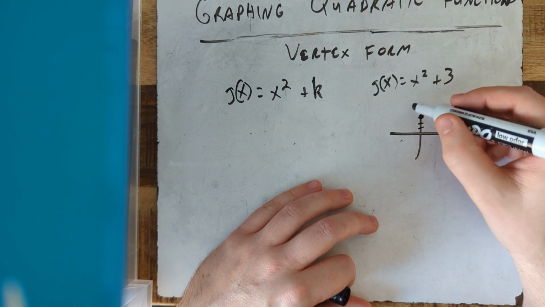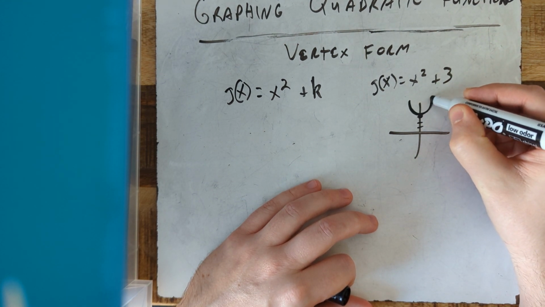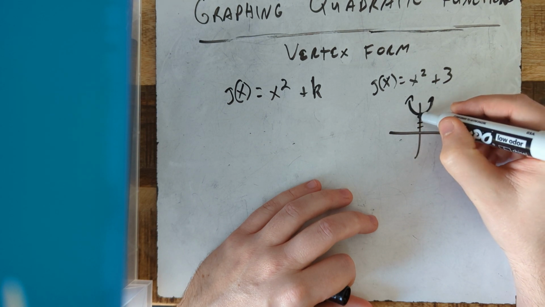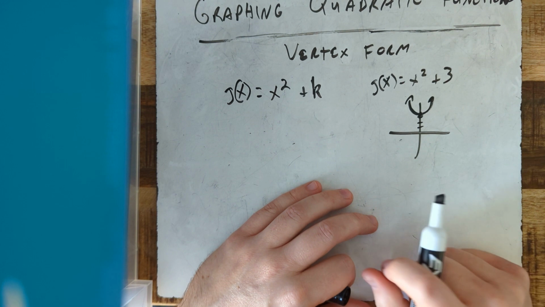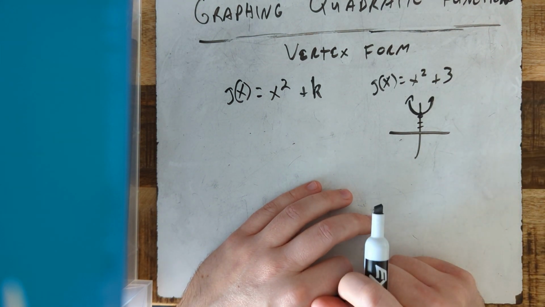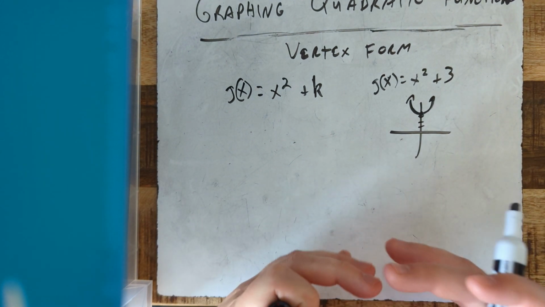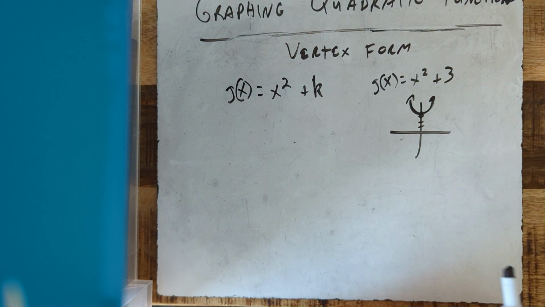So now, if we were to graph this, it would be our normal parent graph, but instead of being at 0, 0, it is now at 0, 3. So all we did was shift it up. That's all we did. And you can kind of see that too if we were to draw our t-tables next to each other.